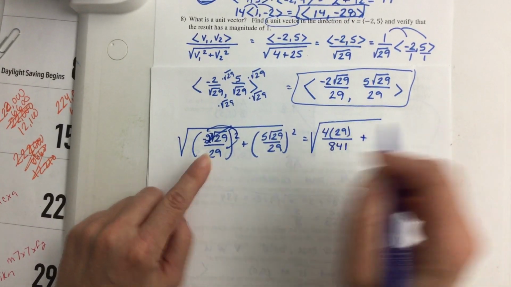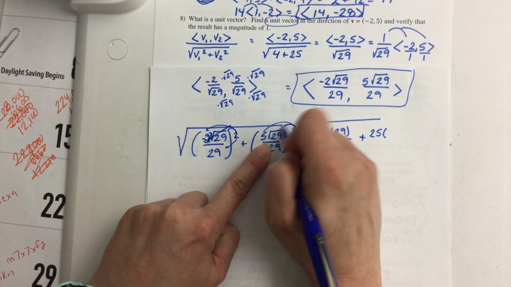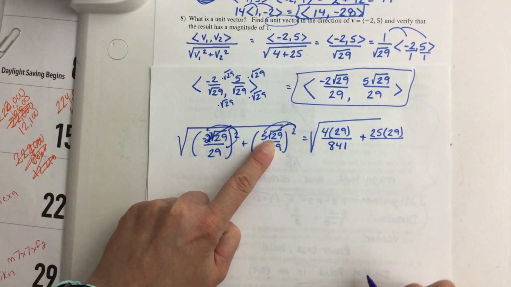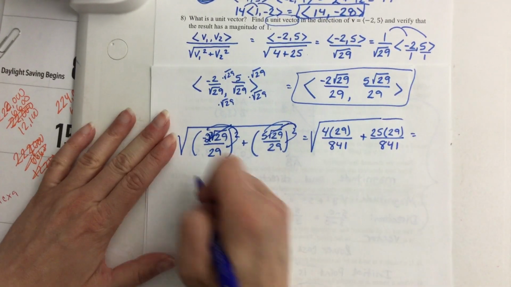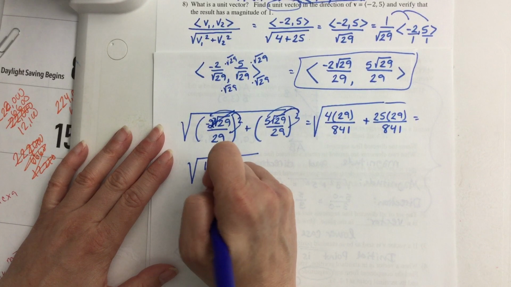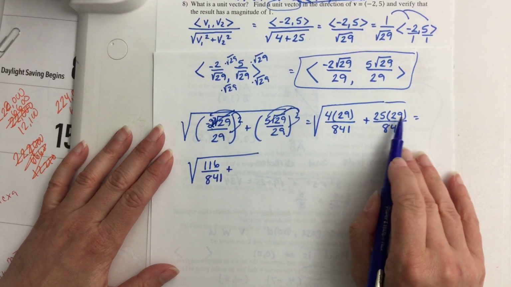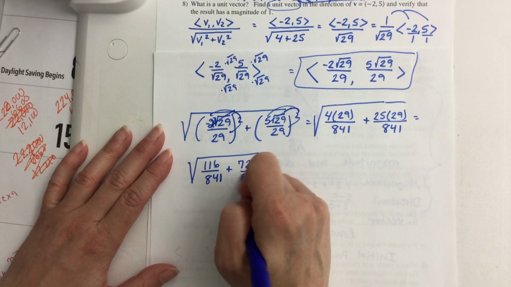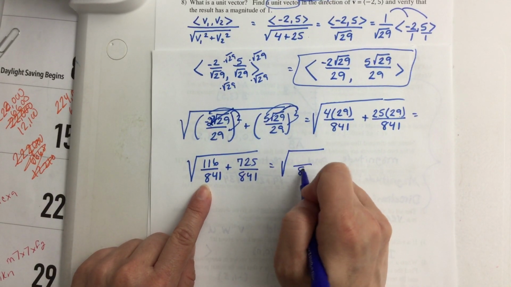841, plus 5 squared is 25. If you square a square root, the symbol cancels, but it does not change what's underneath. 29 squared is 841. Now I'm going to go ahead and multiply. 4 times 29 is 116 over 841. 25 times 29 is 725 over 841. I can combine these because I have a common denominator.